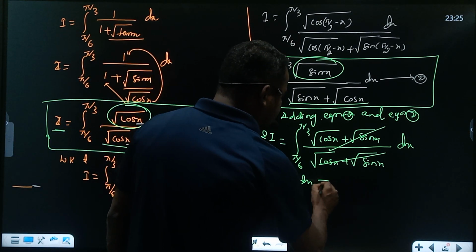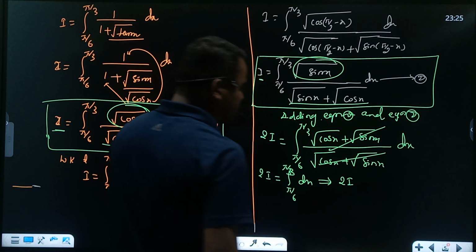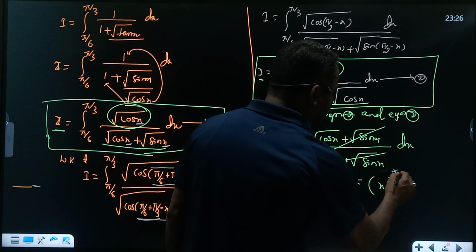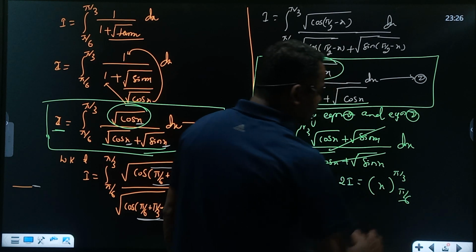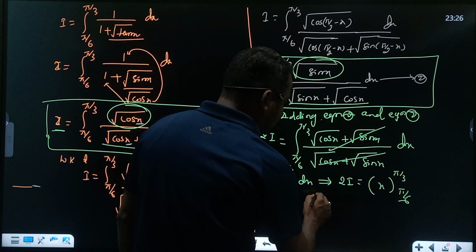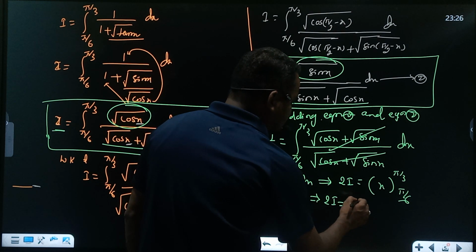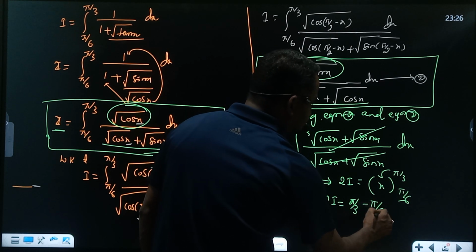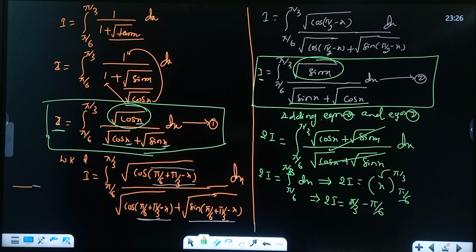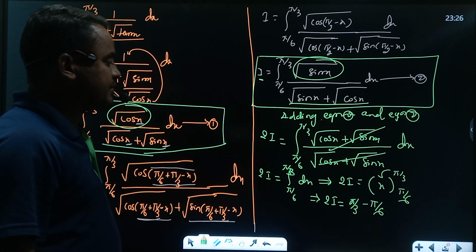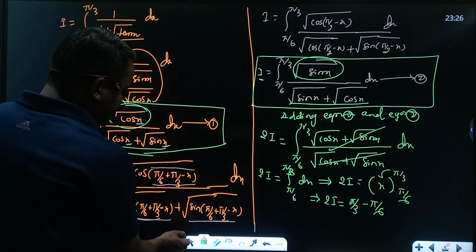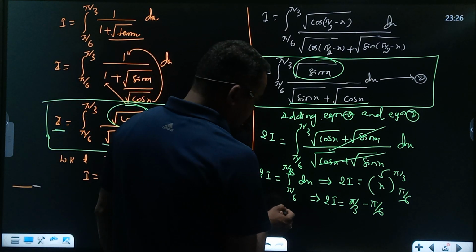This implies 2I is equal to the integration of dx, which is x between the limits 5 by 6 and 5 by 3. And 2I is equal to the upper limit 5 by 3 minus 5 by 6. Pause the video and note it up to here. The next step, there are still two more steps.